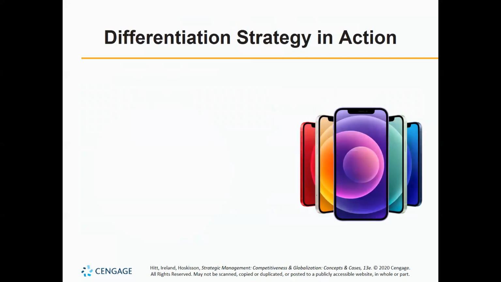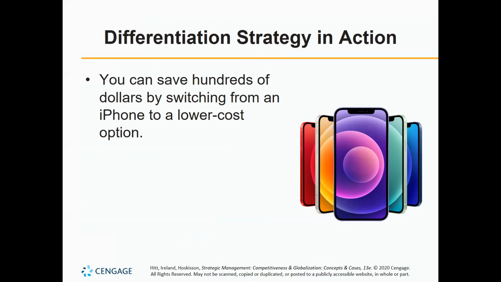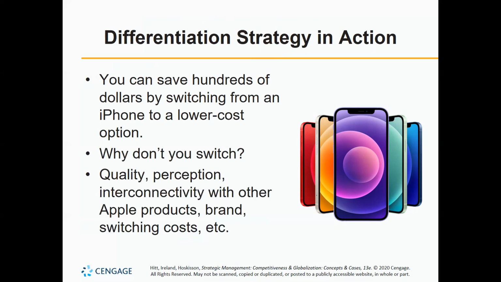I want to give you an example of this. Many of you likely have an iPhone. You can save hundreds of dollars by switching from an iPhone to a lower cost option. So why don't you switch? There is quality, there's perception, there's interconnectivity with other Apple products, there's brand, there's switching costs of things that you would lose or the learning that it might take to move to a different operating system. And ultimately, many people choose not to do that, even though they know that they are paying more for the iPhone than they would for many other options that are available.